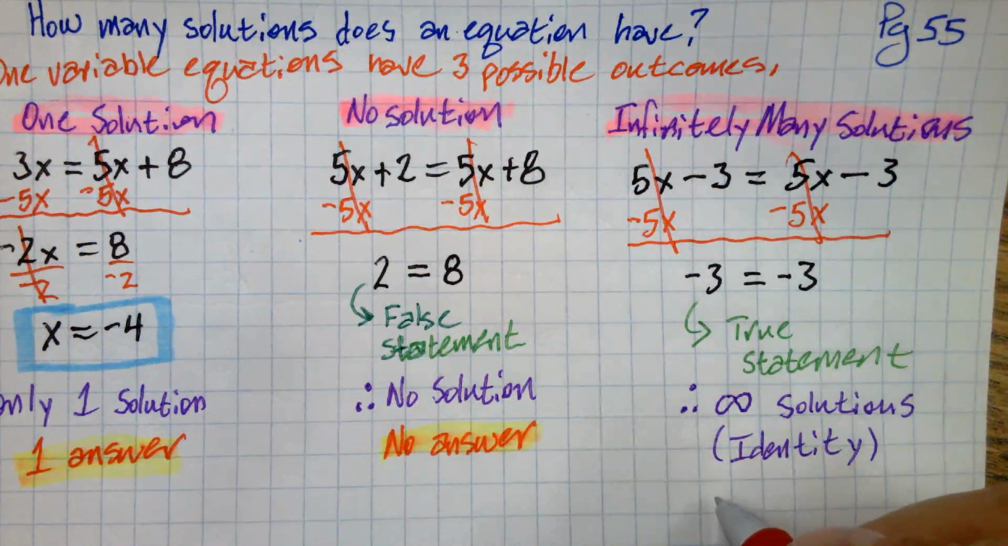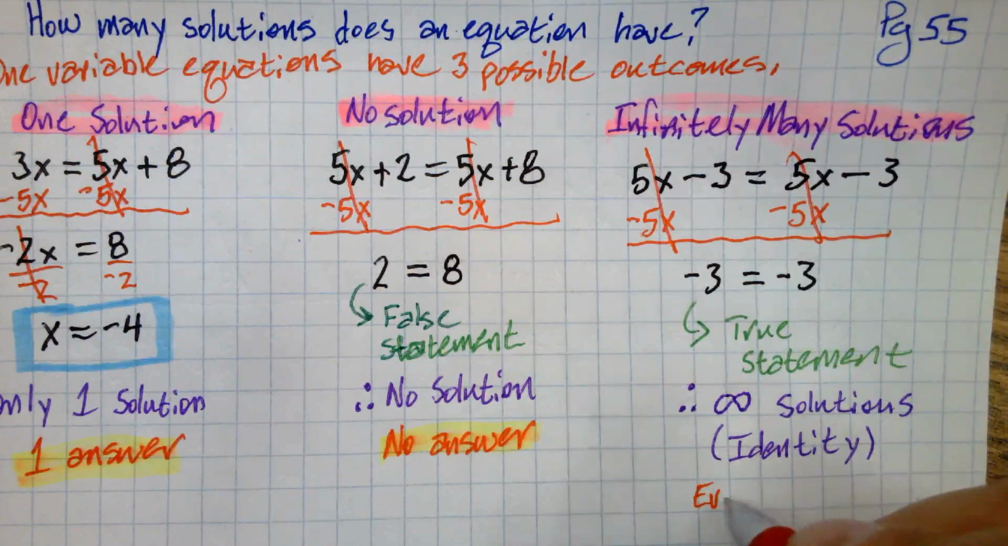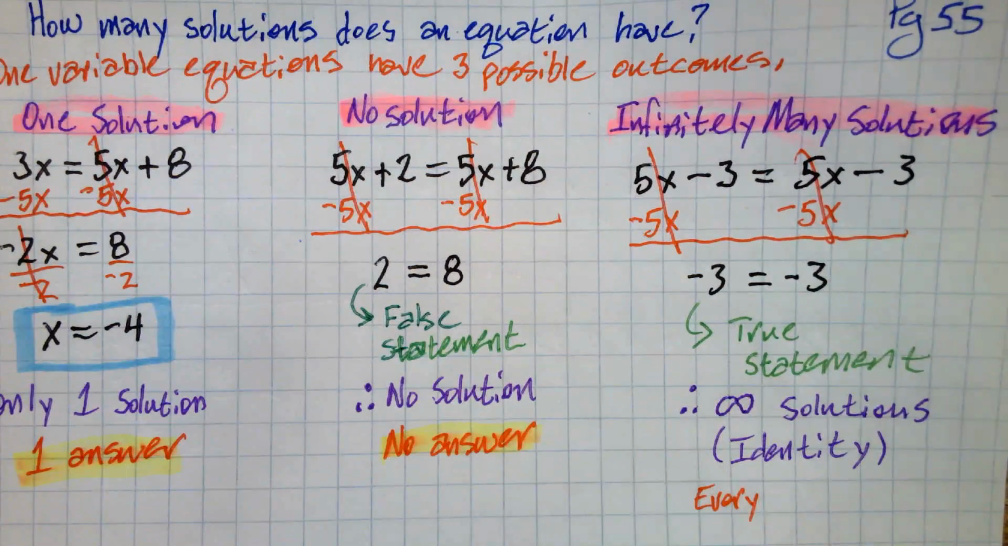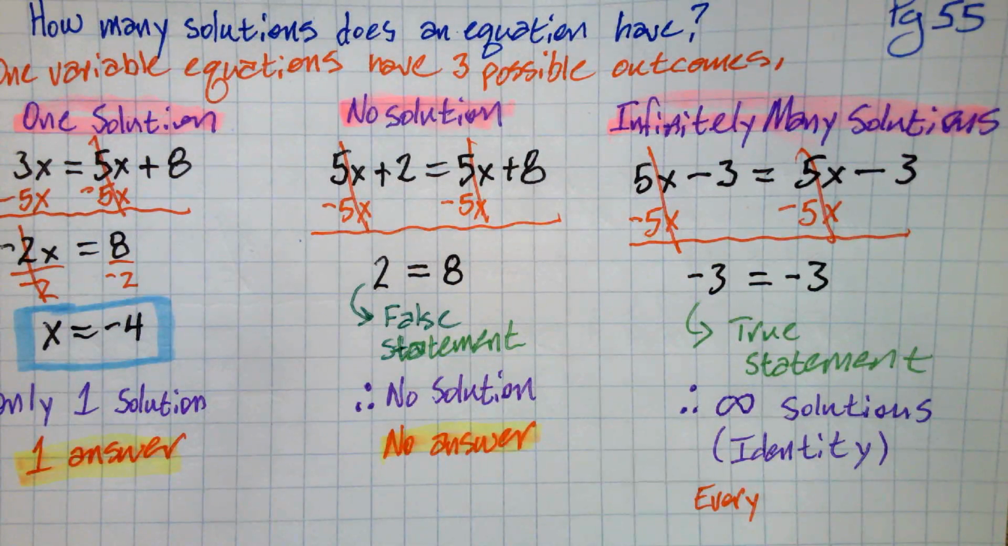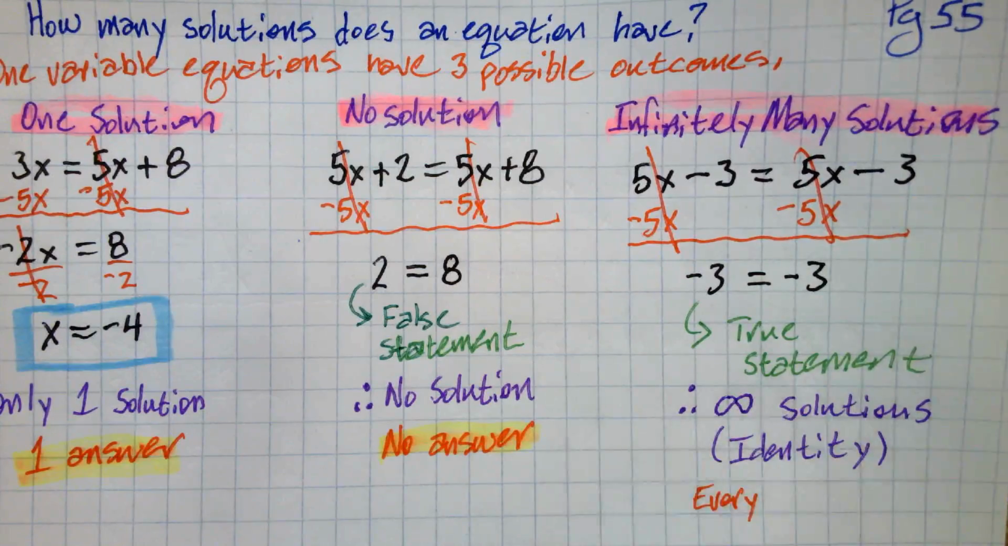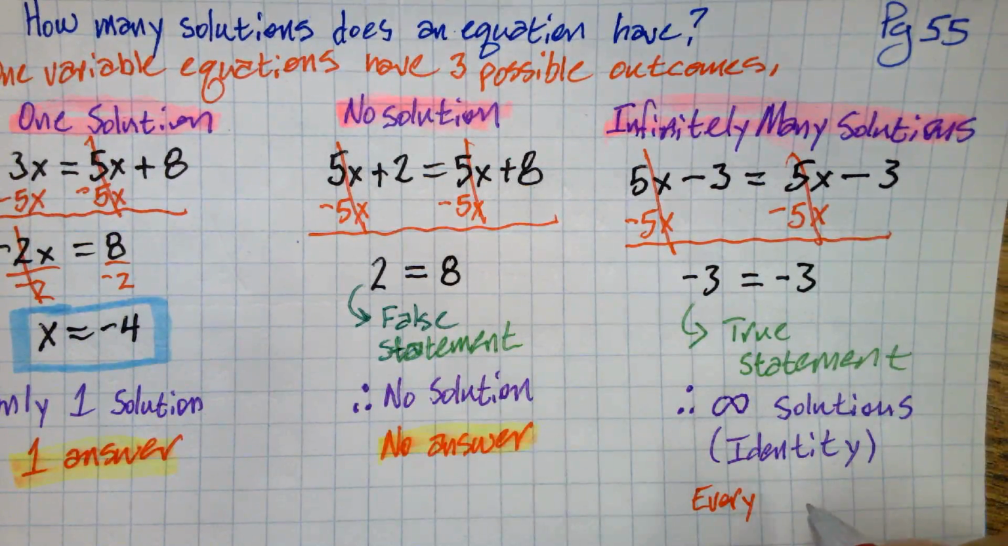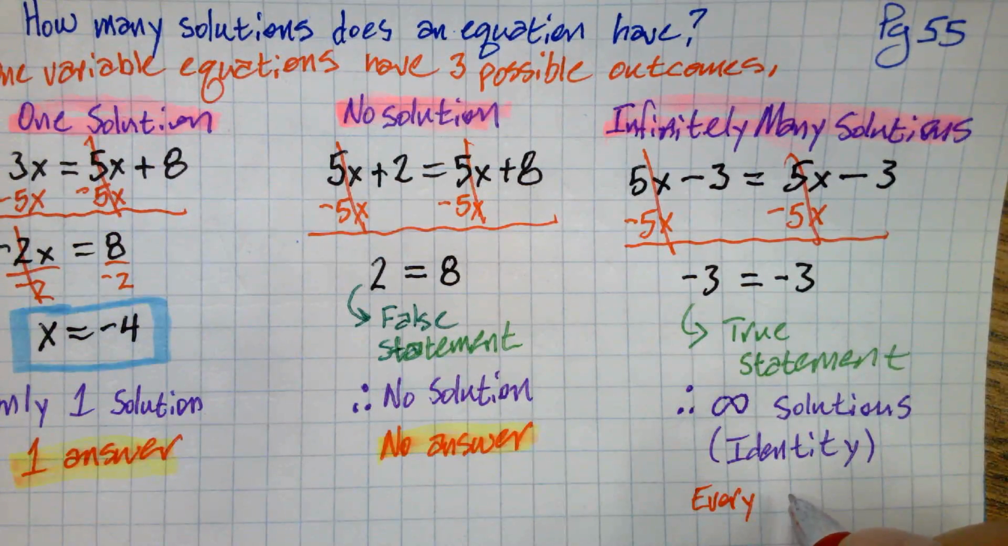Jasmine, like in an Excel, there's no solution. What would you put? What would they give it to you? I think they would give you that possibility. I think they're just going to ask, is there one solution, no solution, or infinitely many solutions? Or identity. They might say identity. That means this. So going back to this, it means every number is a solution. Every number on the number line.